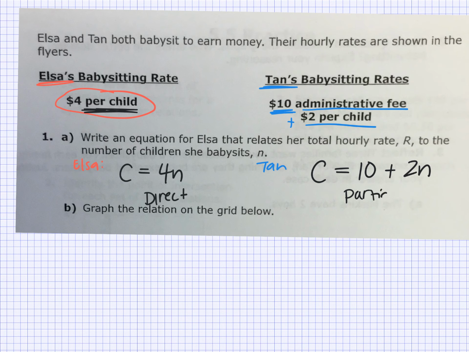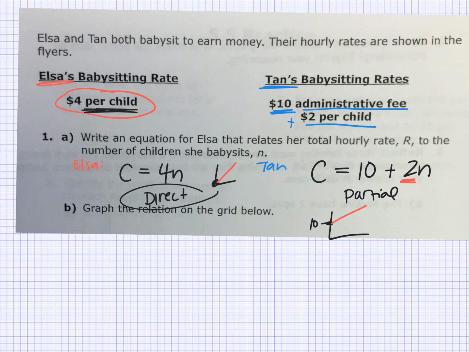We know that Elsa's is going to start where? At the origin, 0. No children, you pay nothing. Every time you have an extra child that you have to get babysitting for, you have to pay an extra $4. So it's going to go up by 4 every time. Tan's starts at 10, and would go up by what every time? 2. So they're both going to be linear, but one of them's direct and one of them's partial.